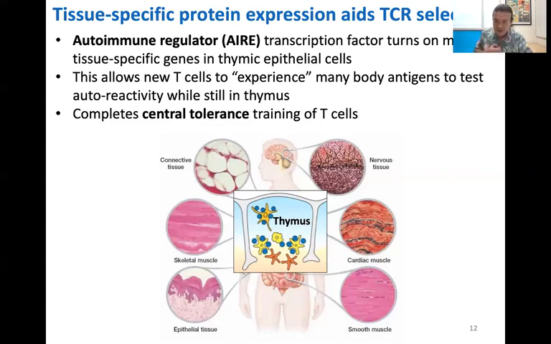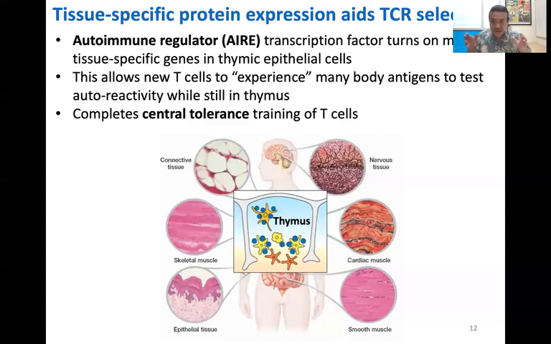But how do you actually make sure that these T cells are ready to be released from the thymus? The thymus epithelial cells have a particular protein factor expressed in them, known as AIRE, or autoimmune regulatory factor. This protein in the epithelial cells of the thymus is a transcription factor. So in other words, it goes around in the genomes of the epithelial cells and randomly starts turning on expression of any genes.